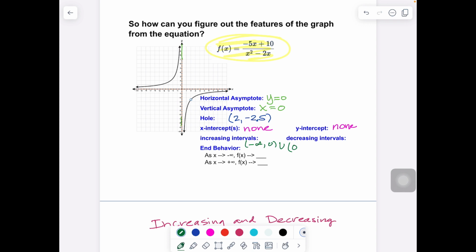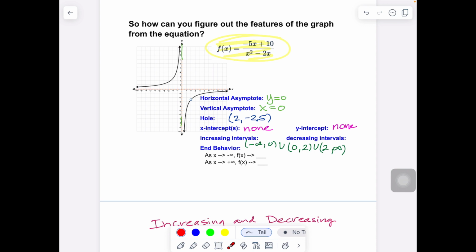And now something different happens once again: it's not going all the way to infinity because it has this hole. And so we have to account for this hole. And so we say it's increasing from negative infinity to 0, and then from 0 to 2, because it has that hole there at 2. And then it starts up again at 2, and it goes to infinity. Remember that the parentheses on our intervals mean it doesn't touch it. So it doesn't touch the 0, it doesn't touch the 2.